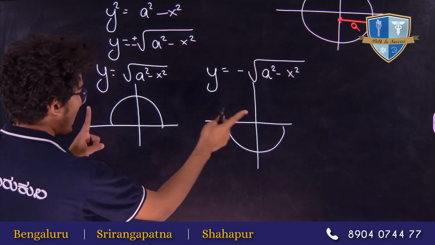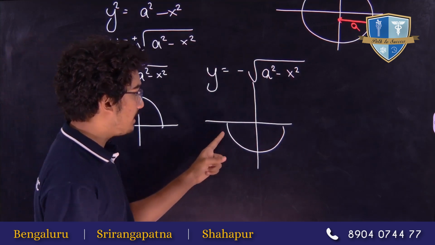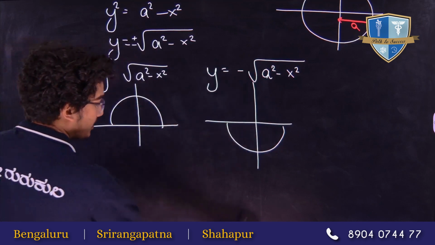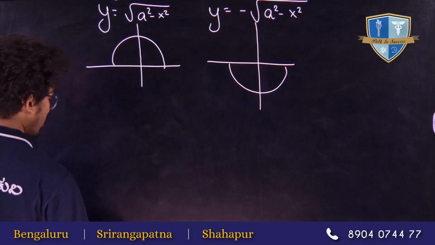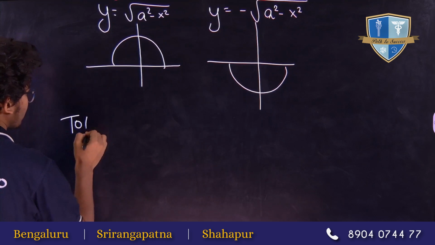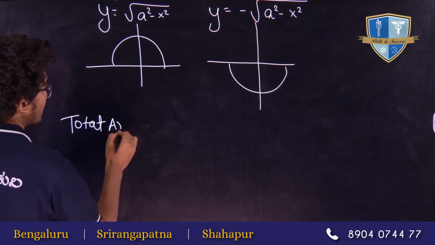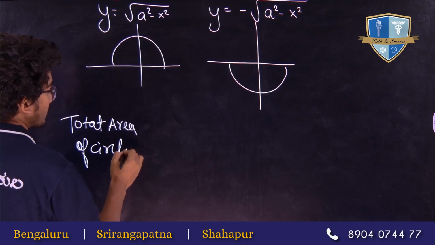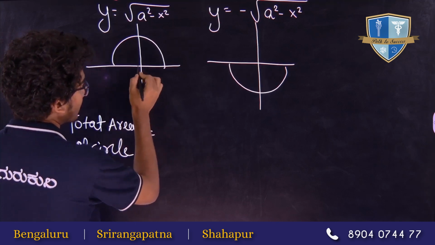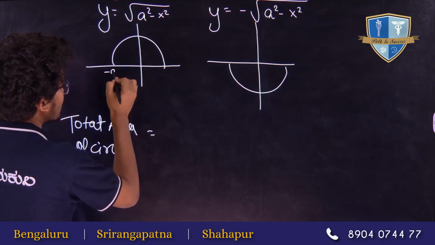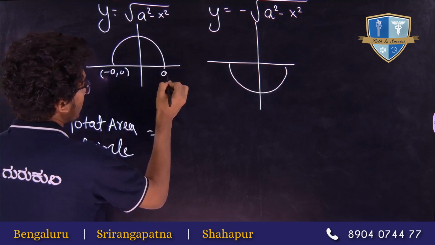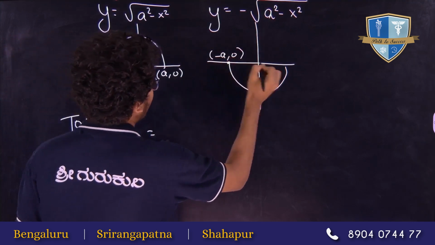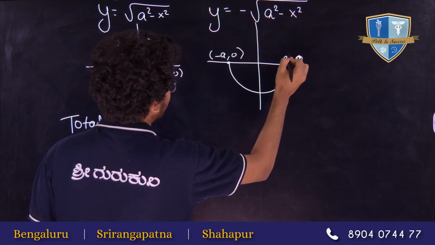So we are supposed to add these two areas, but if we find the area under the curve, here it will be negative area and here it will be positive area. So the total area of the circle will be equal to, since the radius is a, this is minus a comma 0 and this is a comma 0. Similarly here as well it is minus a comma 0 and a comma 0, correct?